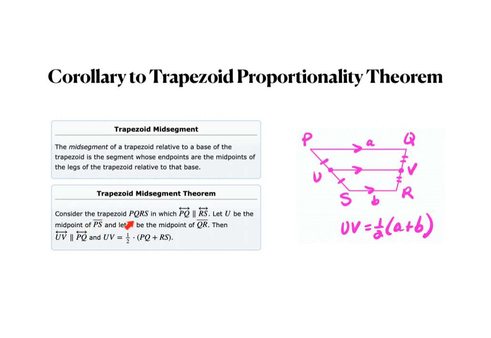So we're going to consider the trapezoid PQRS, in which PQ is parallel to RS. We're going to let U be the midpoint of PS and V be the midpoint of QR. Then we know that UV is parallel to PQ and we also know that the length of the midsegment is half the sum of the bases.